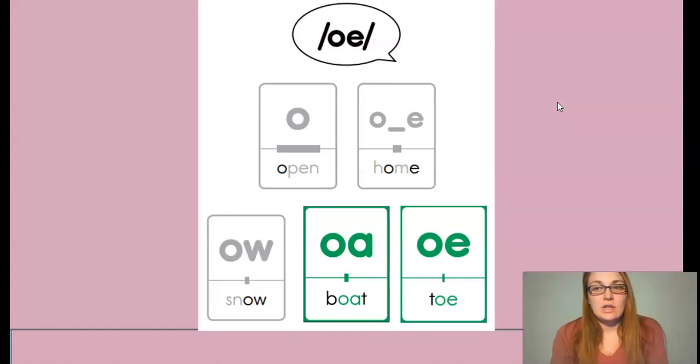Here is our chart for the sound spelling for O with the O-A and O-E that we looked at today. If you have your own chart, you can go ahead and color those two in green.